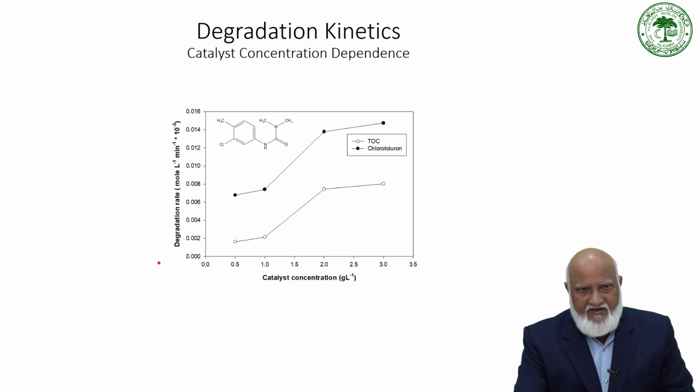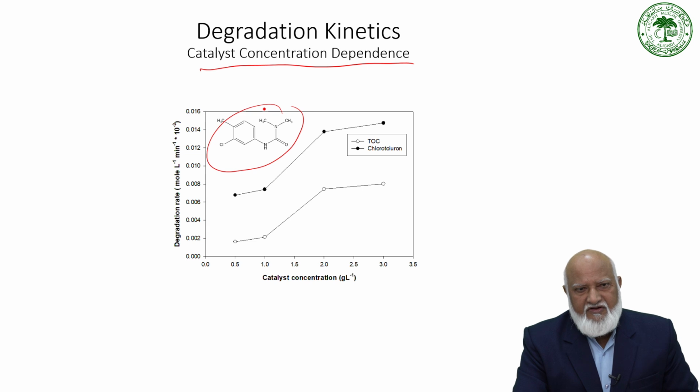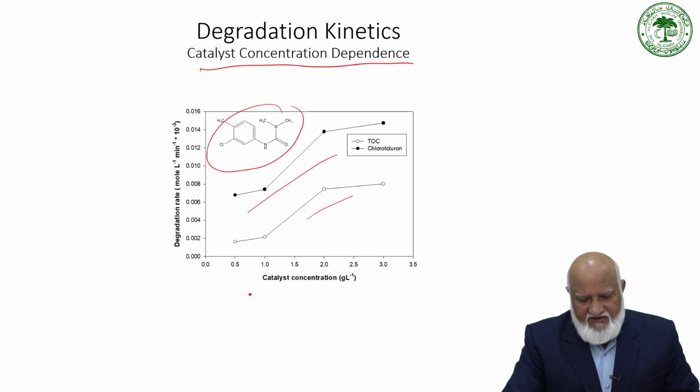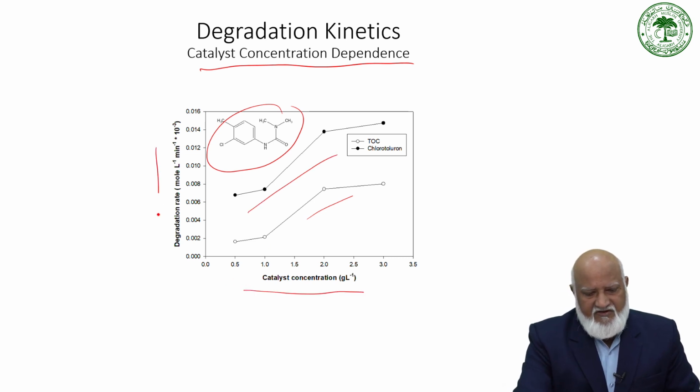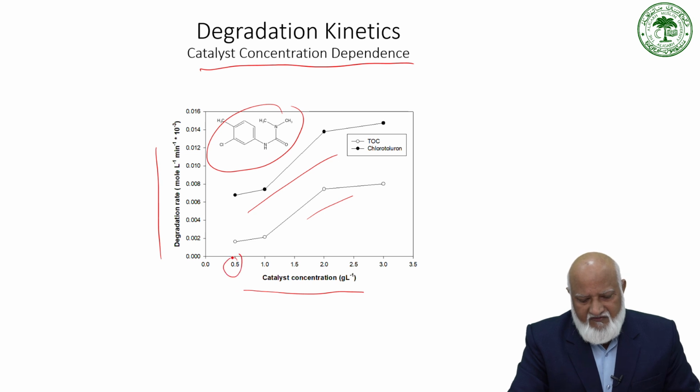Now we would like to see what could be the optimal catalyst concentration for better efficiency, and this is the degradation of this particular pesticide derivative. Again, in both cases we have followed mineralization as well as TOC. This is the catalyst concentration and this is the degradation rate. This is the increase in the catalyst concentration from 0.5 gram per liter to 1 gram, all the way going to 3 gram per liter.